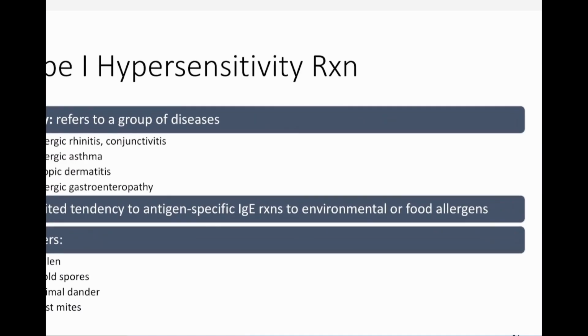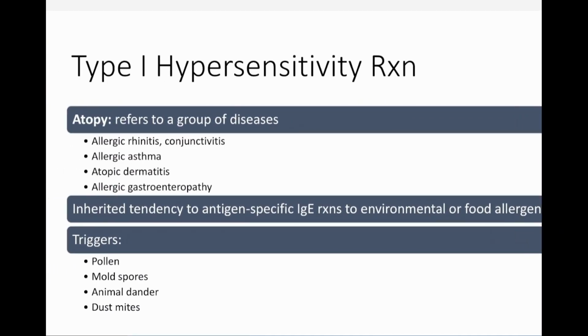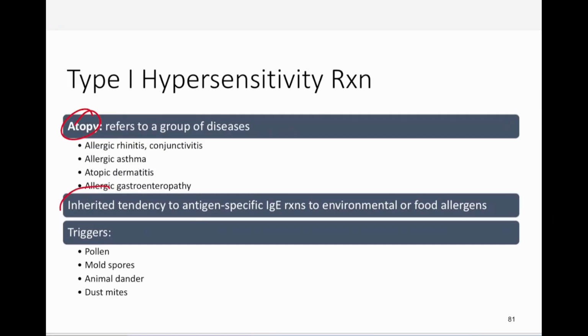So atopy refers to a group of diseases: allergic rhinitis, asthma, dermatitis, and allergic gastroenteropathy. So that's what atopy is, and I have a picture for that. It's inherited, with triggers like pollen, mold spores, dander, dust mites. So your basic allergy stuff.